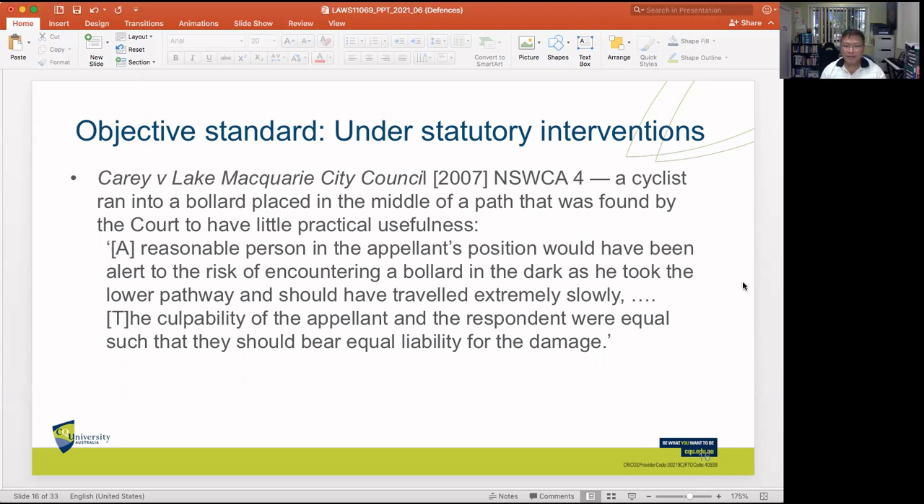And so the culpability of the appellant and the respondent were equal, such that they should bear equal liability for the damage. So yes, there was negligence on the part of the Lake Macquarie City Council, and therefore the council, the defendant, was liable for the tort of negligence, but so was Carey, the cyclist, because the cyclist had failed to take reasonable care for his own safety.